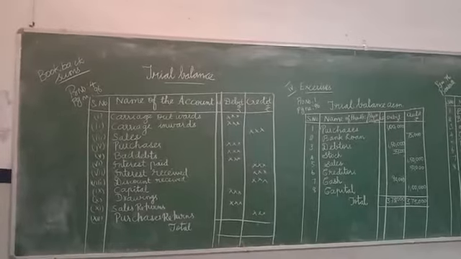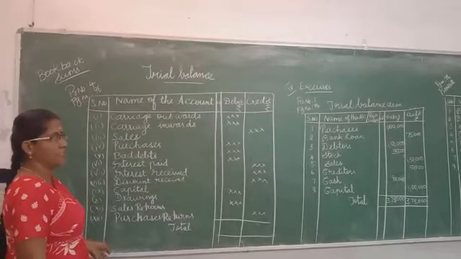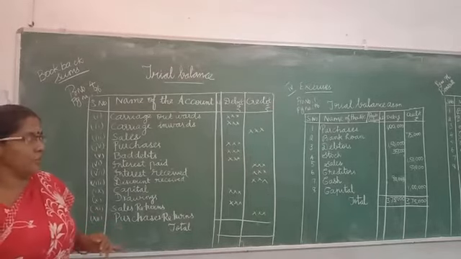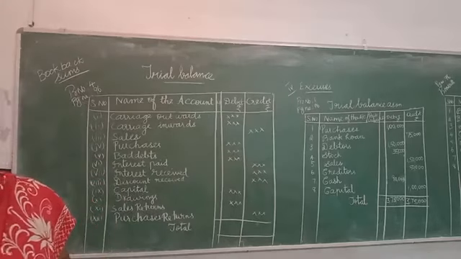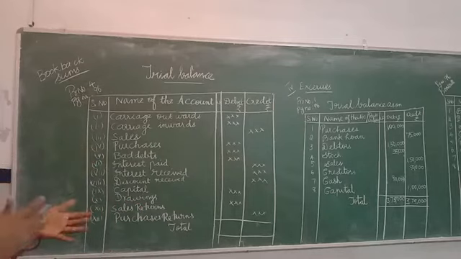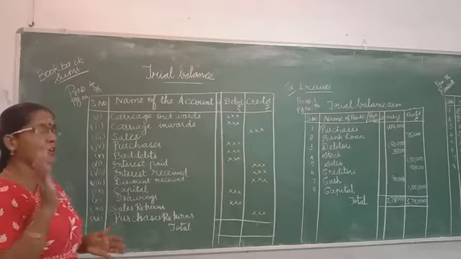Pupils, we have completed the illustration sums. Based on the illustration sums, we are going to do the problems given in the book page. Before that, you have to do one thing. Already I have shown the format, isn't it? That format shows which will be the debit balance and which will be the credit balance. You should write that format in your note.